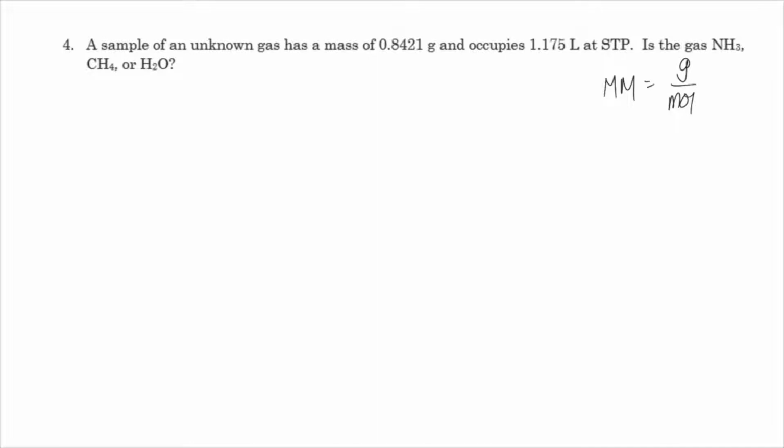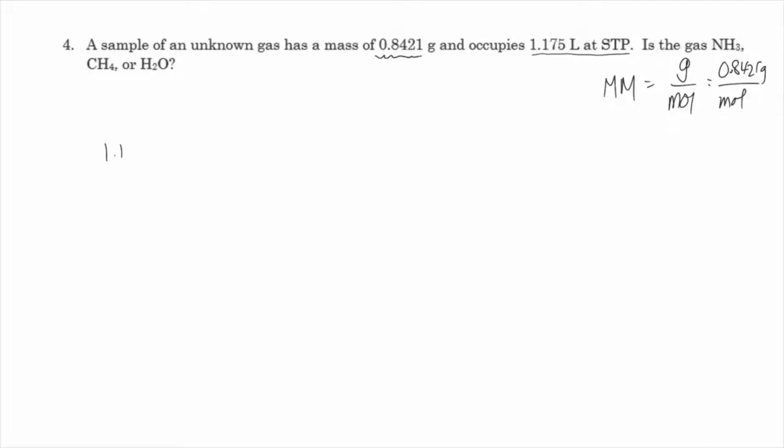So if I know how many grams I have, and I know how many moles that's equal to, I take grams, I divide by moles, I can get a molar mass. Well, the problem tells us I have that many grams. So I have 0.8421 grams. Now I need to solve for moles. Well, do I have information in the problem to get to moles? I sure do, because I know that a certain volume of that gas at STP. And then I can use 22.4 to figure out moles.